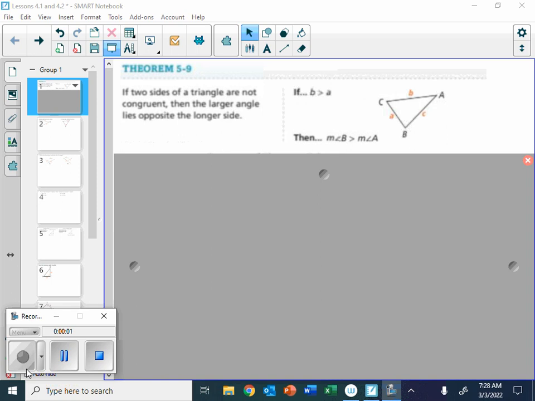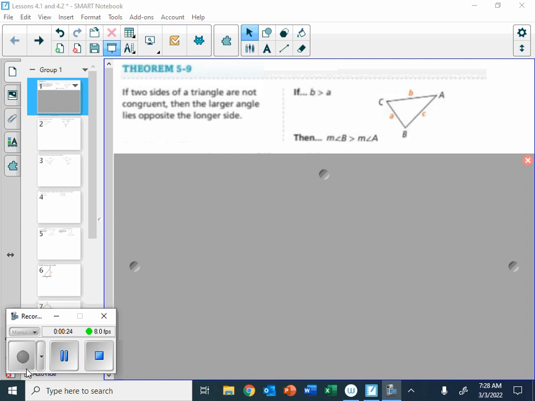First lesson that we'll talk about on the front is something called the triangle inequality theorem, and it is very, very straightforward. There are 3 parts of the theorem that we need to talk about. The first one says if 2 sides of a triangle are not congruent, meaning the 2 sides just aren't equal to each other, then the larger angle lies opposite the larger side.